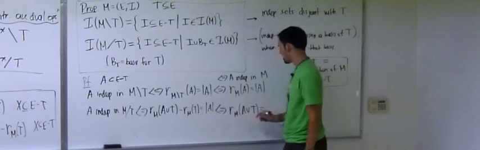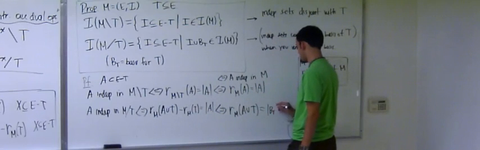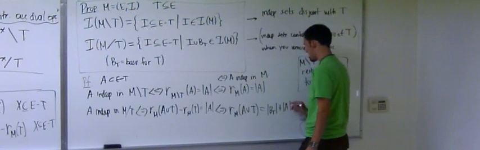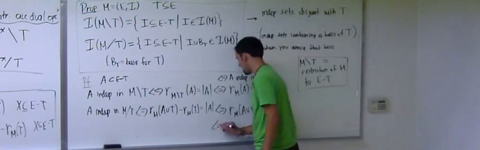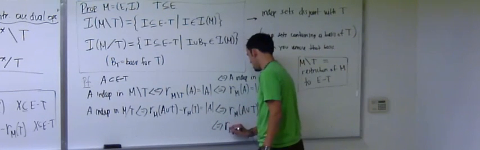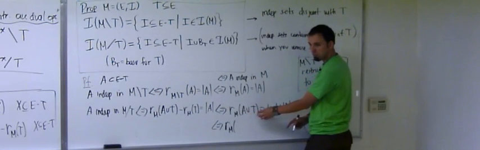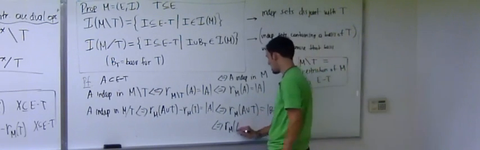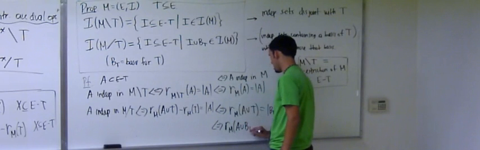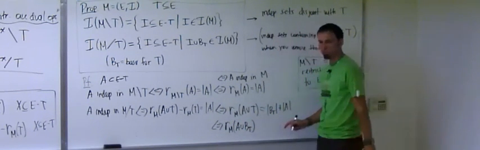In other words, this is the size of B sub T plus A. And then the last thing that I want to say is that if we look at the rank in the matroid of A union T, it's the same thing as the rank in the matroid of A union the basis of T.